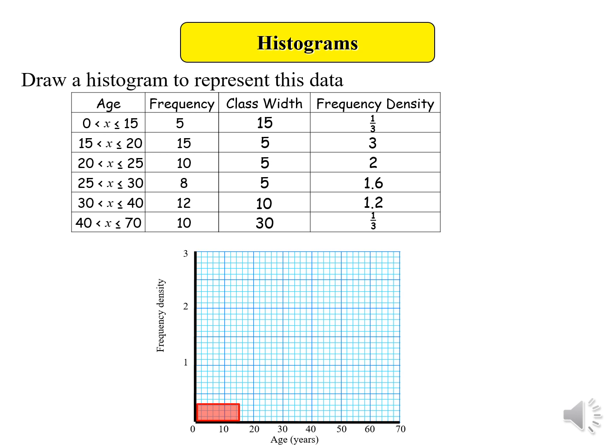So for the first one, the frequency density will be 1 by 3 and the class width is from 0 to 15. So the red one starts at 0 and goes to 15. The 15 point is between 10 and 20.